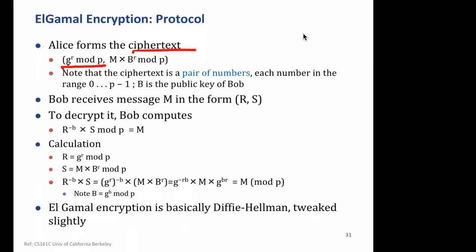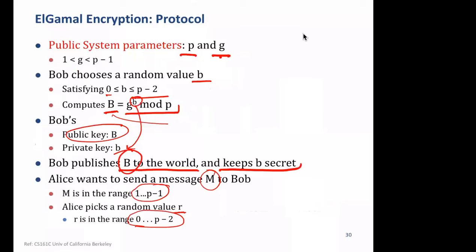G is the generator, a number which is known to all, usually 2. R is a secret that Alice has. Mod P is a number known to everyone. And then she does this one: she multiplies M, note M is a number, with B raised to the power R. What is B here? B is Bob's public key, which she has received. R is a number which she is using here.